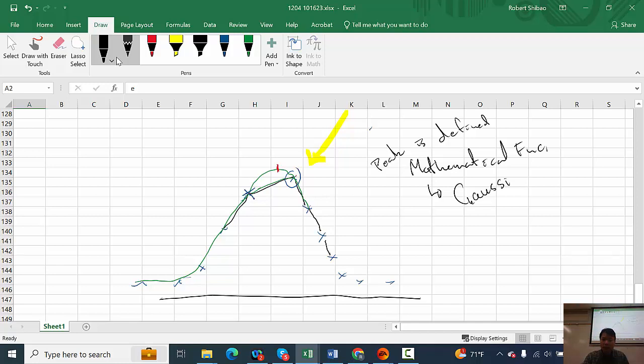This one's called a Gaussian, or normal, or bell. A lot of people could just call this a bell-shaped curve because it looks like a bell. But most people just call it Gaussian in science because Gaussian is a very well-defined mathematical function.